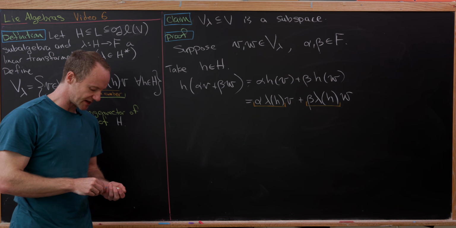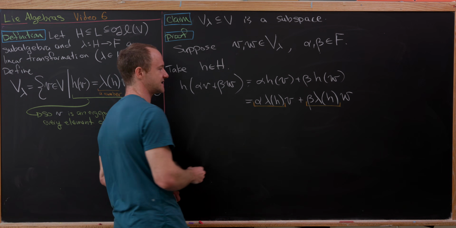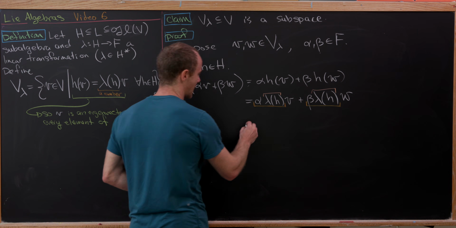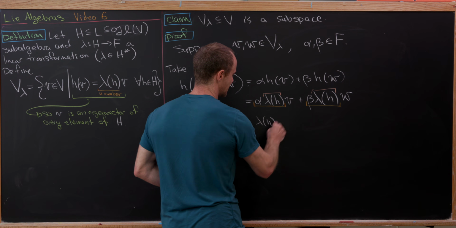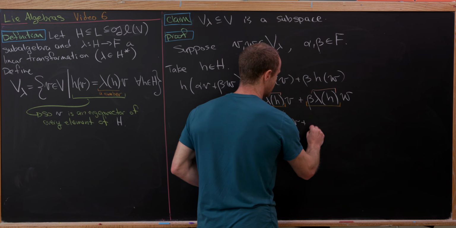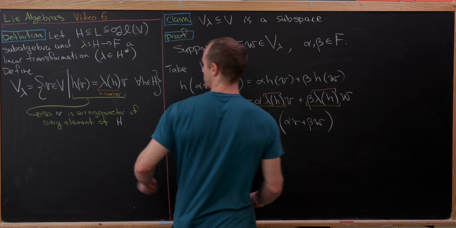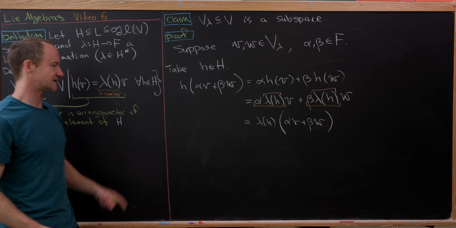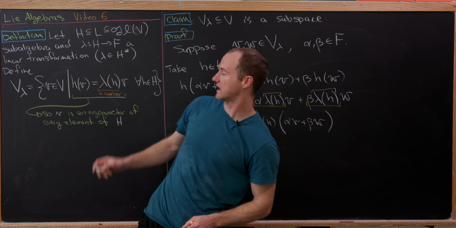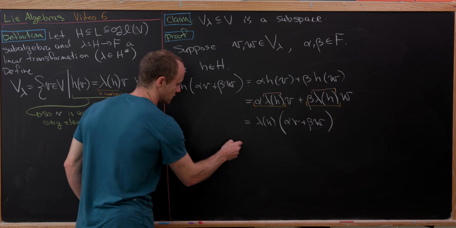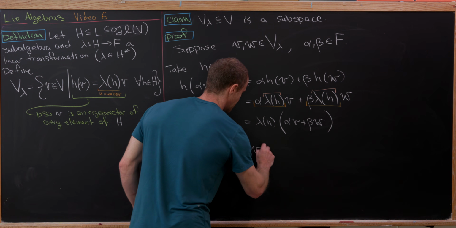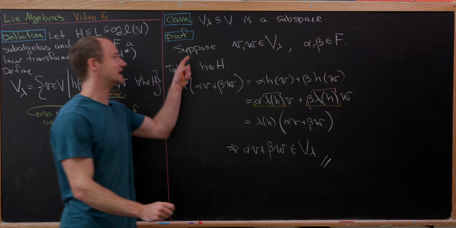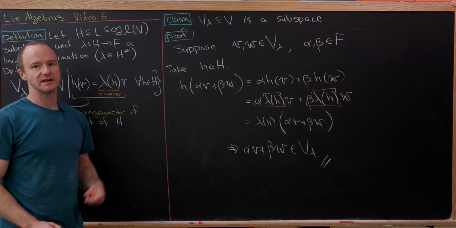But notice we've got a common factor of these two terms, and it's this lambda(H) term. So we can factor that out. And so here we'll have lambda(H) times (alpha V plus beta W). But if you look over here at the rule that alpha V plus beta W has to satisfy to get inside of V lambda, you'll see that we have satisfied that rule. So in fact, yes, alpha V plus beta W is inside of V lambda as needed for this to be a subspace. Okay, so now let's move on.